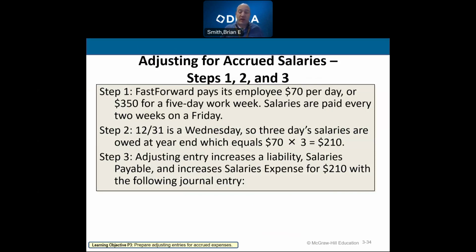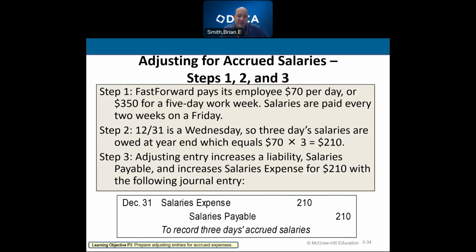Now, it looks like we only have one employee. But if we had 5 employees, we'd take that 210 and multiply it by 5. No big deal, but in this case we have one employee. So what we have to do is expense that time we used of that employee and record it as salaries payable of $210. And here's our journal entry. We're debiting the salaries expense $210, and we're crediting the salaries payable for 210.